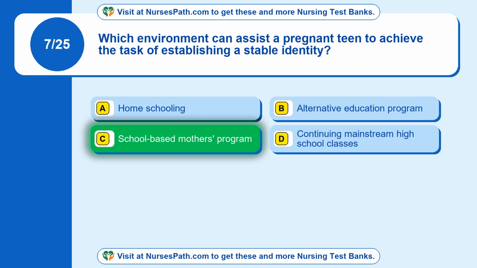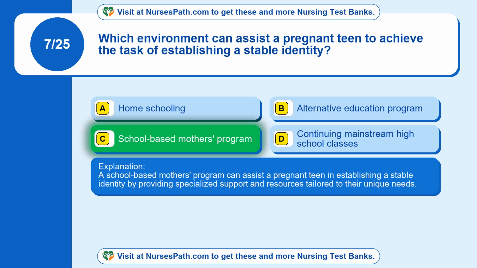The correct answer is option C. School-based mothers program. A school-based mothers program can assist a pregnant teen in establishing a stable identity by providing specialized support and resources tailored to their unique needs.